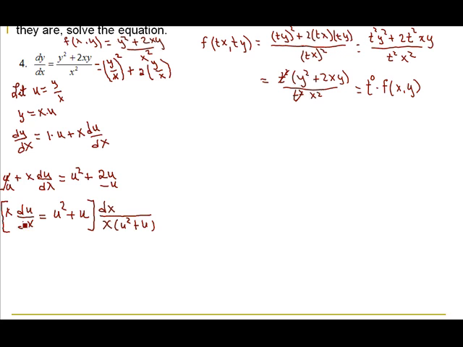So that on the left side the x's and the dx's cancel, and I'm left with 1 over, let me write this in factored form, u times u plus 1 du. That's my u squared plus u factors into u times u plus 1. On the right side, the u squared plus u cancels, and you're left with 1 over x dx.